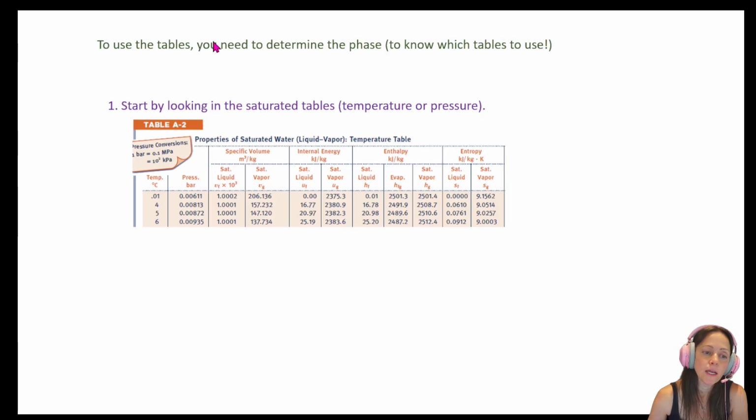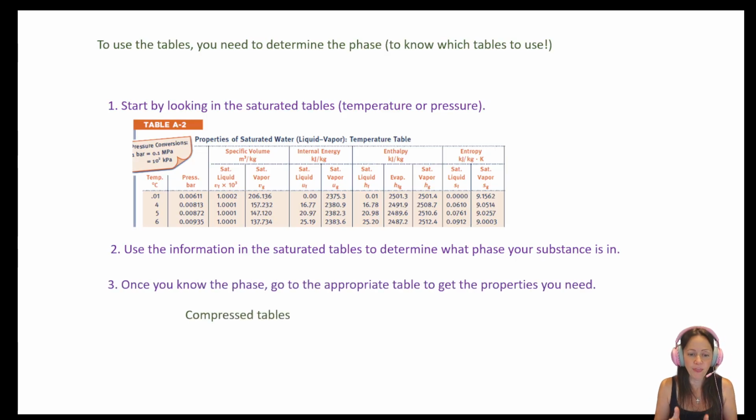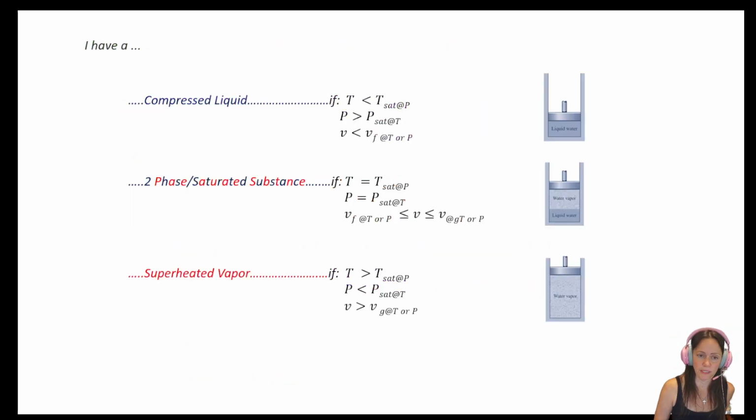Okay, so getting back to figuring out what phase we're in. To use the tables, you need to determine the phase. The first thing we're going to do is look in those saturated tables, the ones organized by temperature or pressure, and use the information there to figure out what phase we're in. Just because we're starting by looking in the saturated tables doesn't mean we're assuming it's saturated and going from there. No, we're using the information in those tables to figure out what phase we're in. Then we go to the appropriate tables. If we just happen to be saturated, great, we're already there. But if we're not, then we'll go to the appropriate tables.